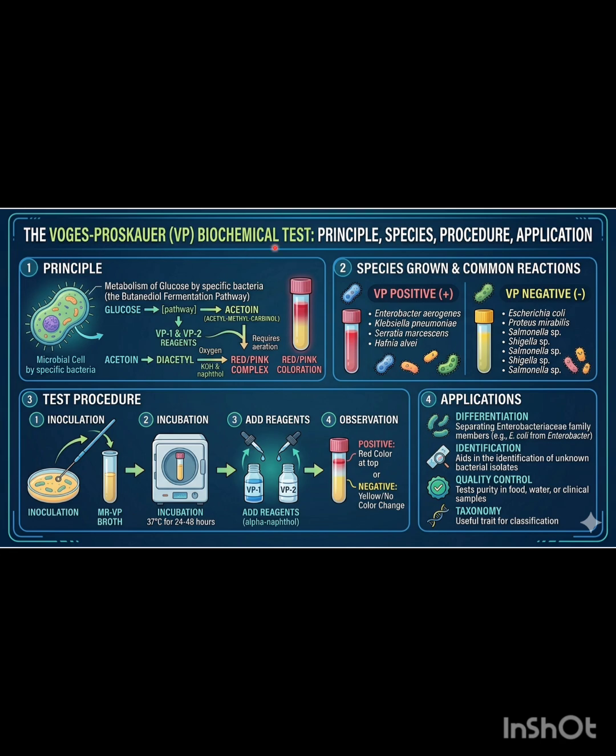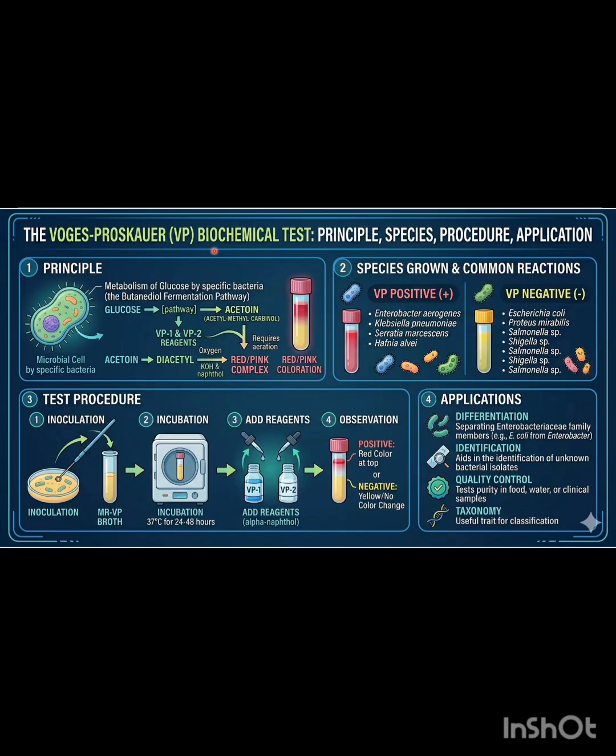Now coming to the Voges-Proskauer biochemical test. What happens in this Voges-Proskauer test? Here also the same thing is going to be done, but the difference from the methyl red test is the color change. In this test, we check the ability of the bacteria to produce acetyl methyl carbinol, which is acetoin, a non-acidic neutral end product of glucose fermentation, whereas in the methyl red test we see the formation of a carboxylic acid.